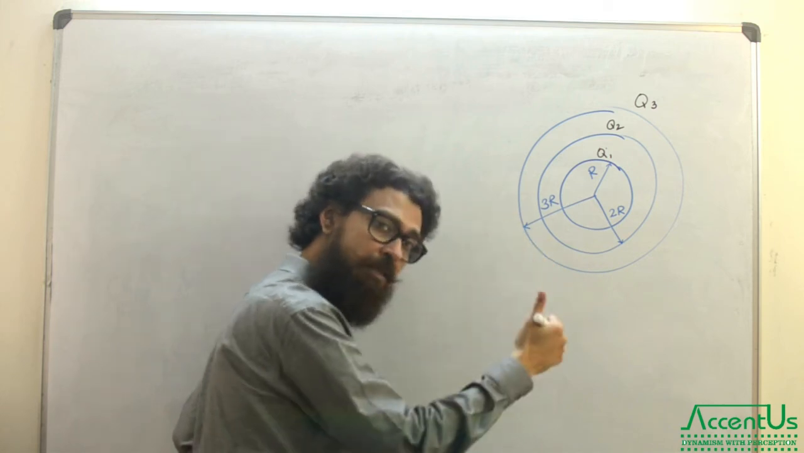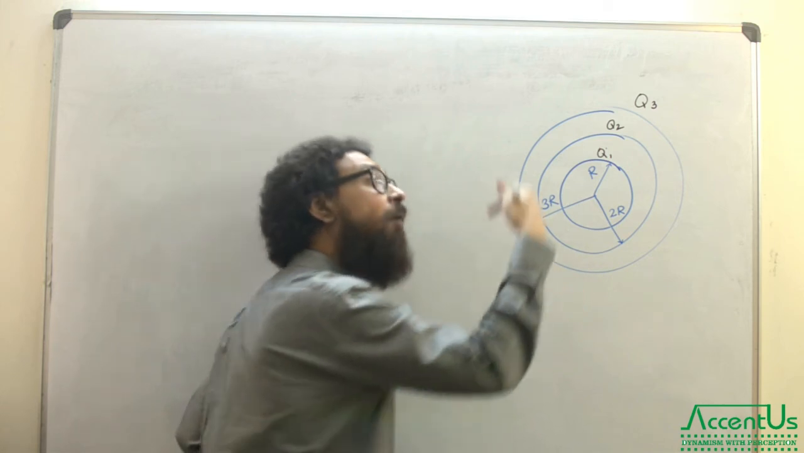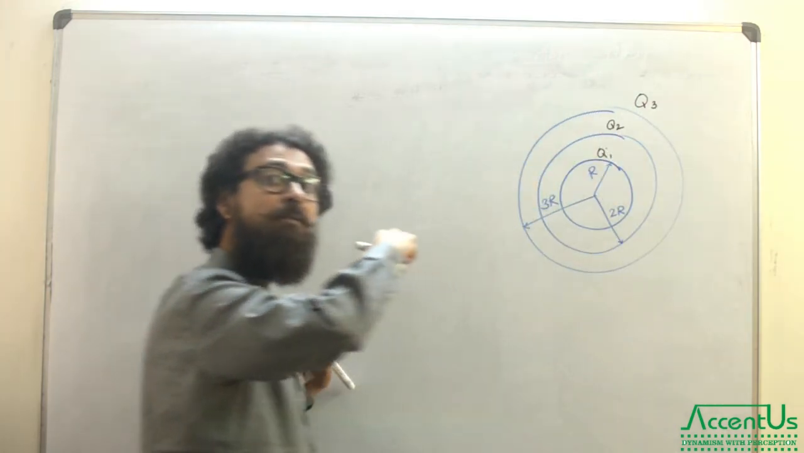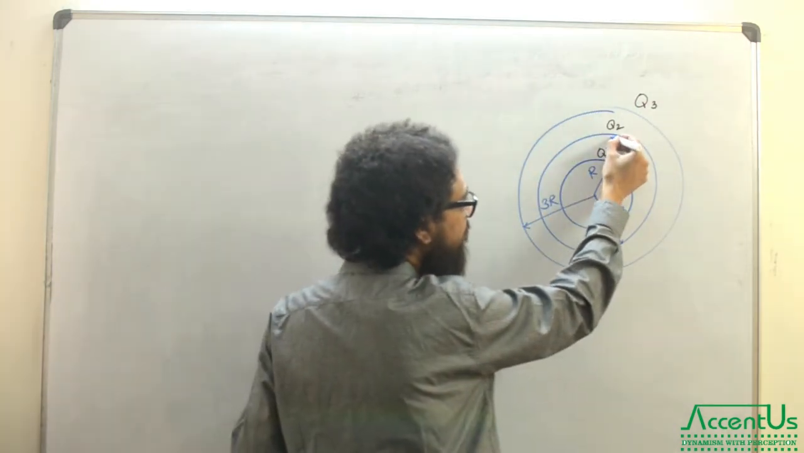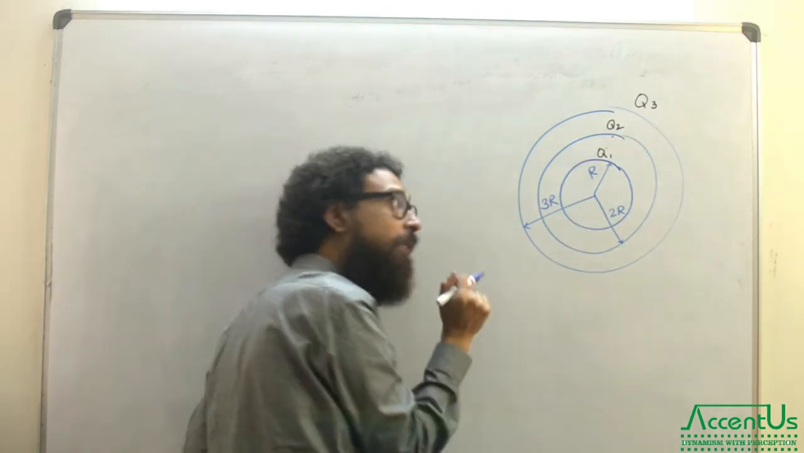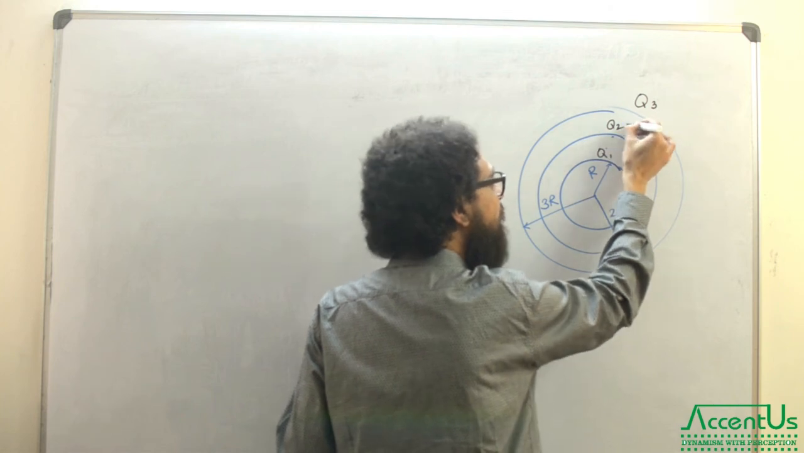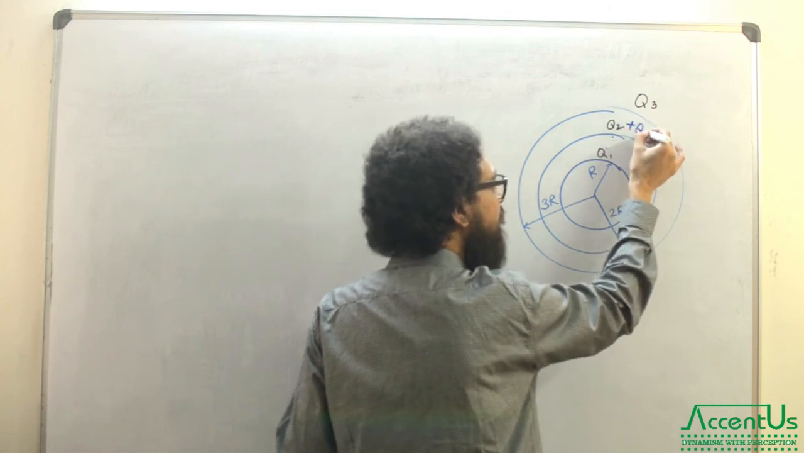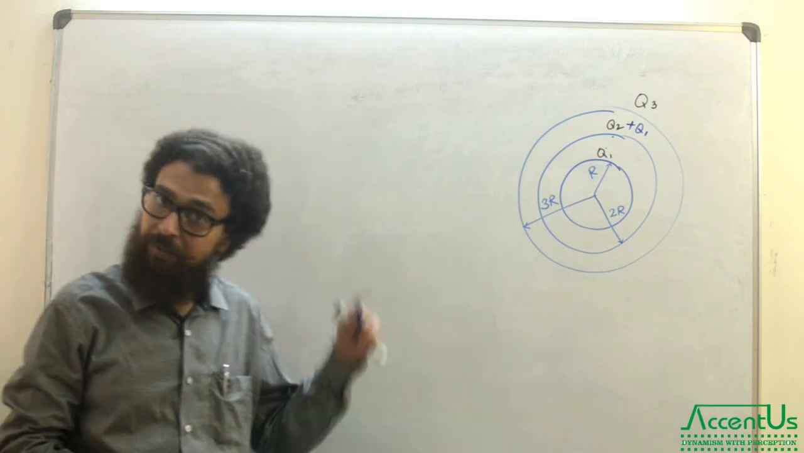What is the concept of induction? Induction means the near end has opposite polarity, and the far end has similar polarity. Okay, so there will be a near end, which is here inside this second spherical boundary, and there will be another induction of plus Q1 on the other surface of the spherical boundary.